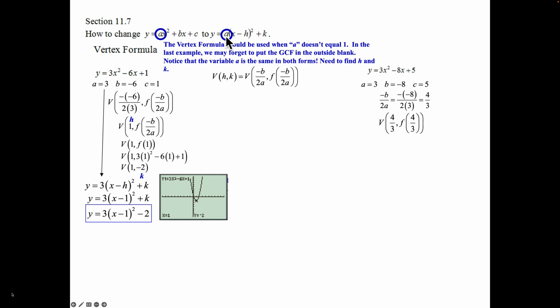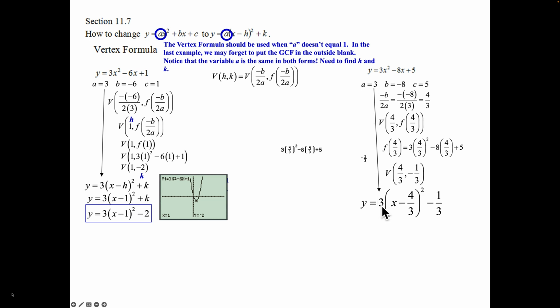Now we're going to go plug it into our equation right here. 3 times 4/3 squared minus 8 times 4/3 plus 5. You can go to your calculator, type it in just as you see it. It's negative 1/3. Here's your h, here's your k. Grab your a value, put that in your answer on the outside of the parentheses, x minus 4/3, binomial squared. Don't forget that, a lot of people do, minus the 1/3.